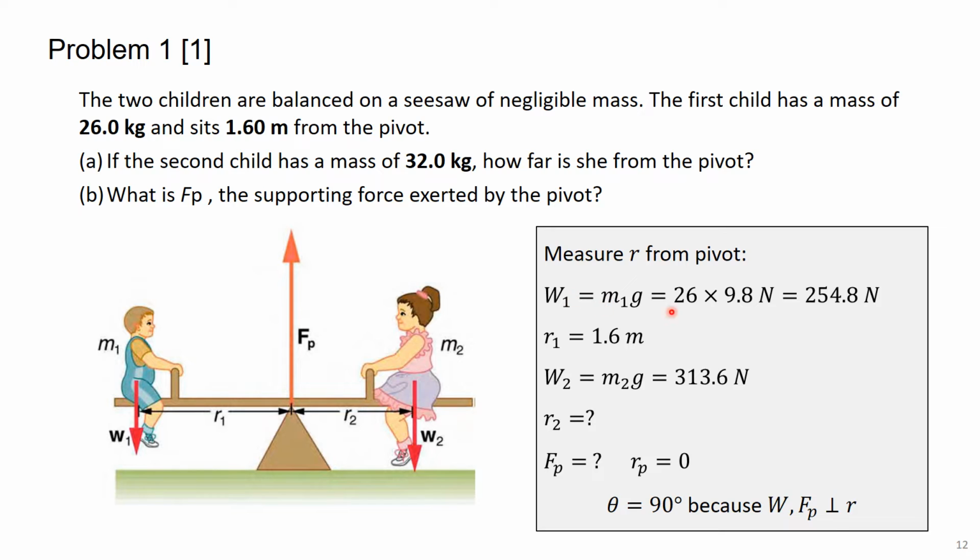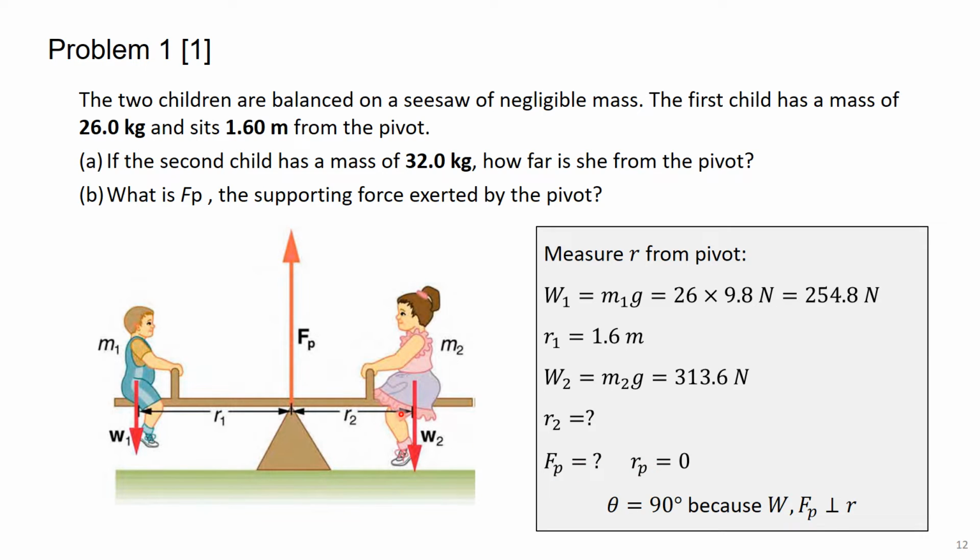We have the weight of child 1, so you can do mass times g, you get 254.8 newtons, and R1 is the distance of the child from the pivot, it's also given, 1.6 meters. And then you can calculate weight 2 as well, you get a slightly bigger weight, and R2 is what we are trying to find. And FP, the force from the pivot, is something that we don't know. And RP is going to be 0, that's the distance of the pivot from the pivot, which must be 0.